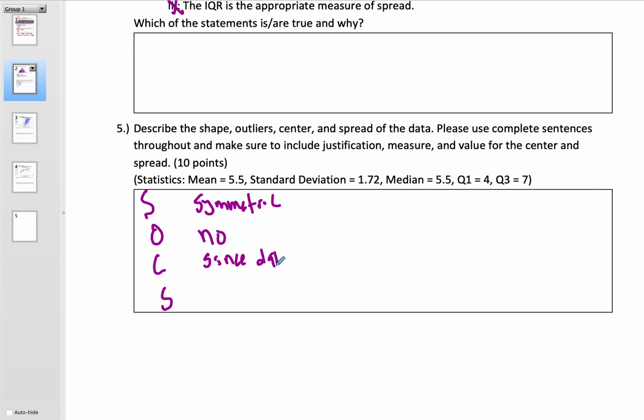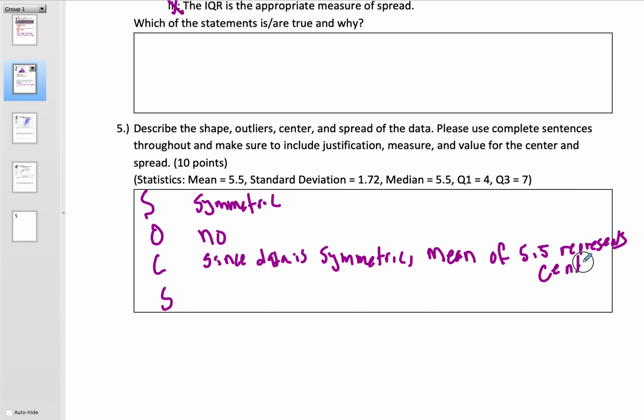Since the data is symmetric, you've got to tell me the measurement that you're using and the value. Okay, the mean of 5.5 represents the center. And then the spread, since the data is symmetric, remember you're going to use the standard deviation.